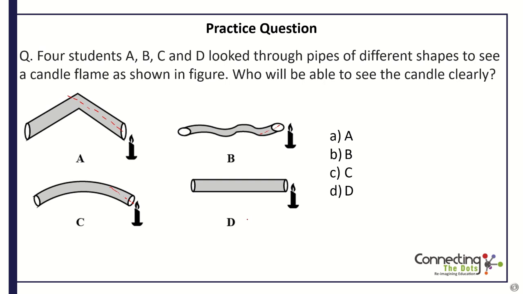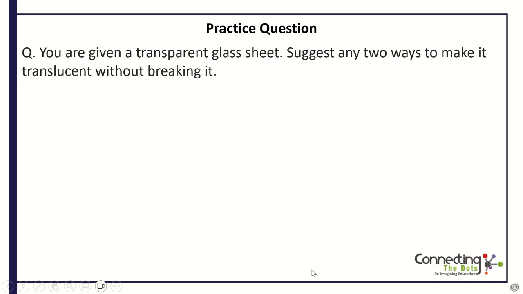And the correct answer should be option D, because you can see that here the pipe is a straight pipe, and we are able to see the light coming from the candle because light travels in a straight line. We are able to see the candle flame from the other end in the case of the fourth figure, that is D. So the correct answer is option D. Let's now move on to the next question.